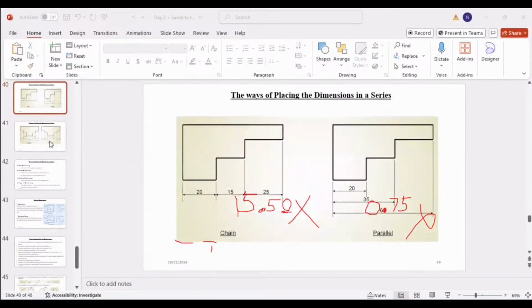Okay, let's continue. Okay. So then let's look at how we place these dimensions in an object.